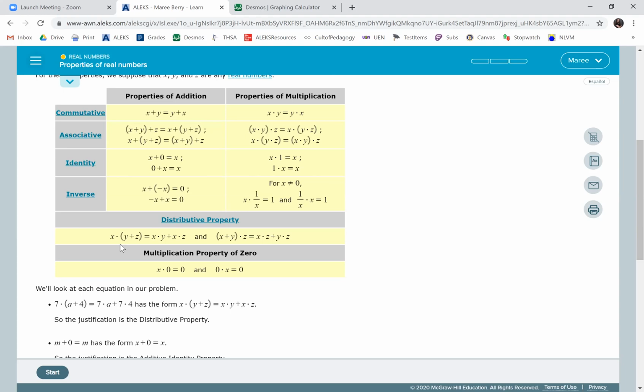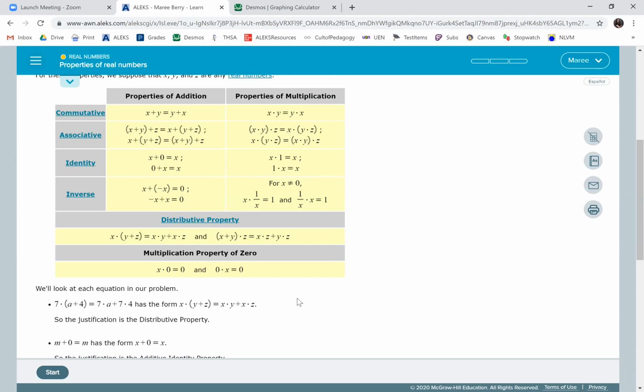The distributive property is basically when you multiply a number on the outside of a set of parentheses where there's adding or subtracting, you have to multiply that number by each part inside the parentheses. So in this case, it would be x times y plus x times z. And it doesn't matter if it's on the outside, you still would do z times x plus z times y. And then the property of 0 is just when you multiply by 0, you get 0.